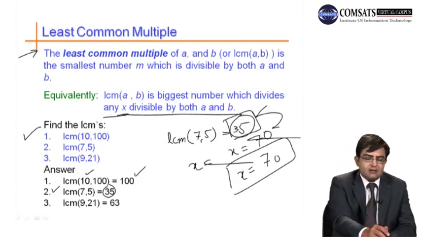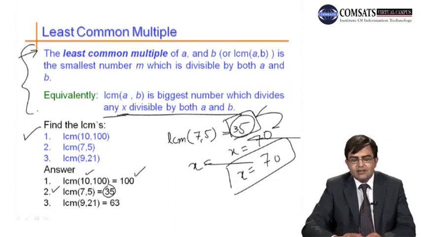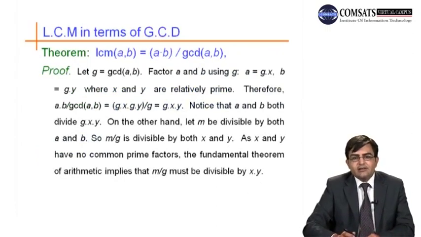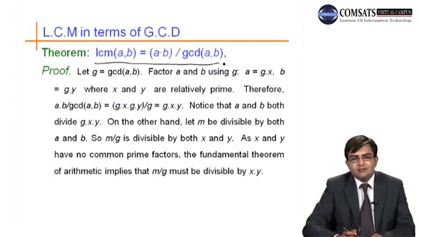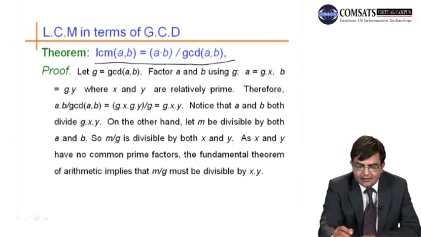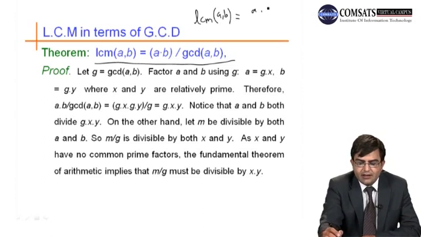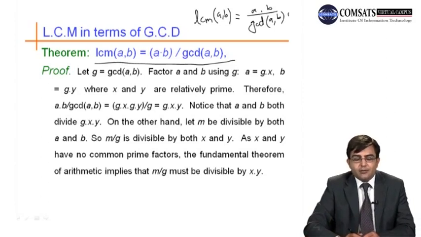So these two definitions are basically logically equivalent. There is a relation between LCM and GCD. This is a general result in which we say that the LCM of any two numbers A and B is equivalent to the product of those numbers divided by their greatest common divisor. We can write it as LCM of A, B is equal to A into B divided by GCD of A, B. So we have to prove this result.